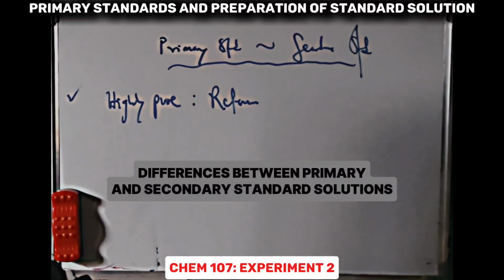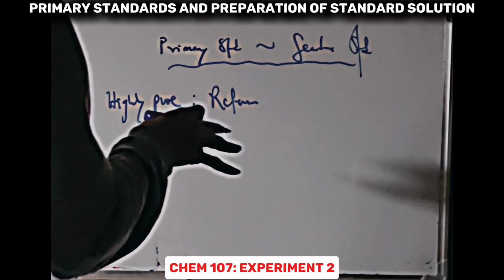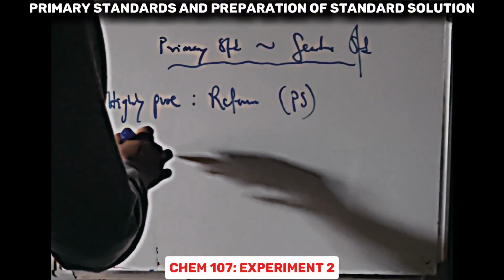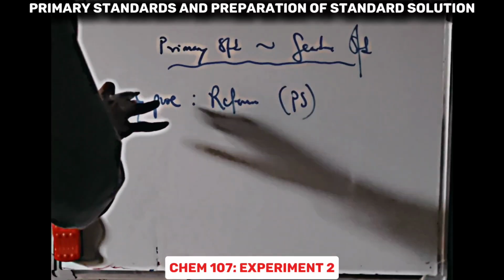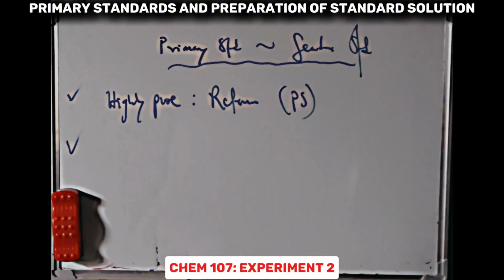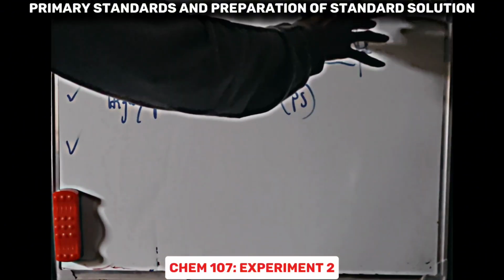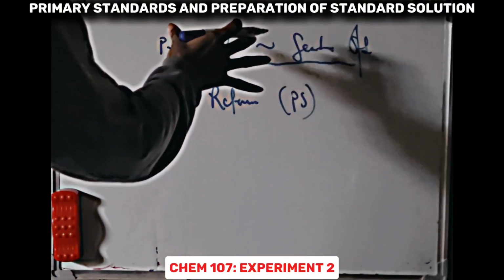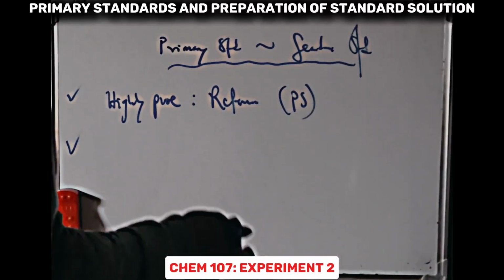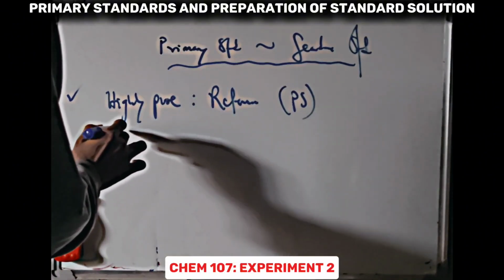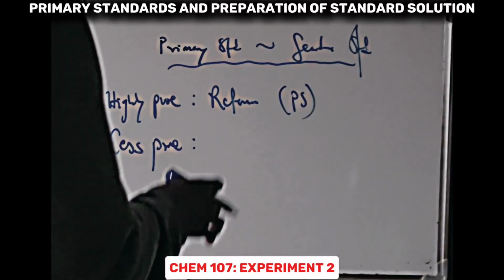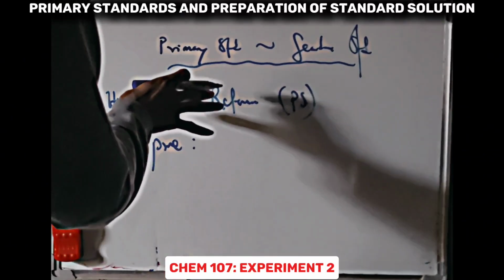That is, the secondary standard. Now, how are the secondary standards standardized? The secondary standards are standardized using primary standards. The primary standards are the reference for the secondary standards. So the secondary standards are standardized by making reference to the primary standards for everyday analysis or experiment. And the secondary standards are not as pure. They are less pure compared to the primary standard.